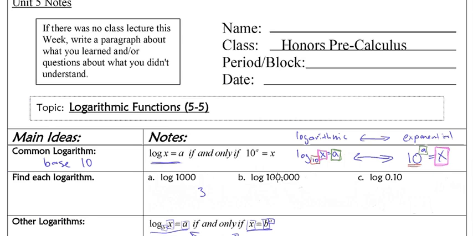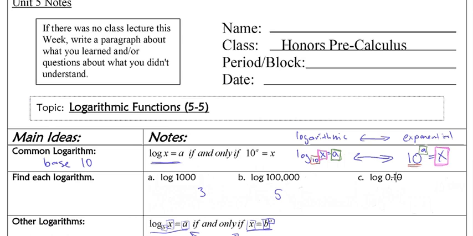All right, now we've got log of 100,000. So the base again is 10, and 10 to the what power would give you 100,000? Well, 1, 2, 3, 4, 5 tens multiplied together. So our answer here is 5.